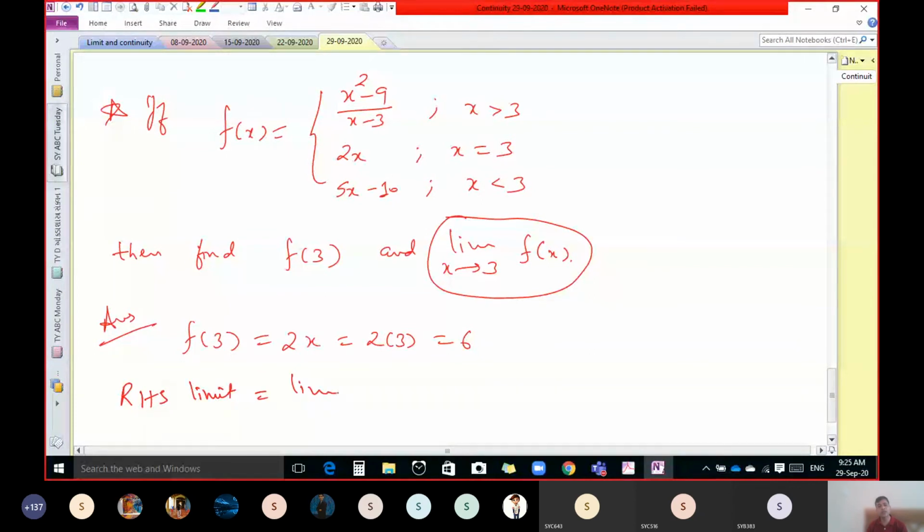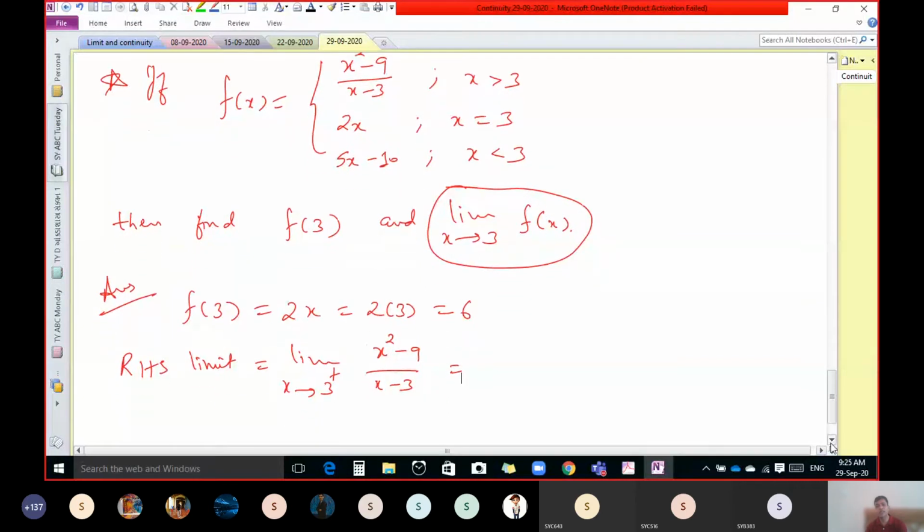So in right hand side limit, what we have to write here? 3 plus or minus? Plus. Then which function we have to write? First one, x square minus 9 upon x minus 3. Now can you tell me what to do? Put x equal to 3. If you put x equal to 3, then what happened? 3 square 9 minus 9, 0. 3 minus 3, 0. We get 0 by 0. Now if we have 0 by 0, how to find out the answer? Factorizing. Simplify. Correct. Factor of this is very simple.